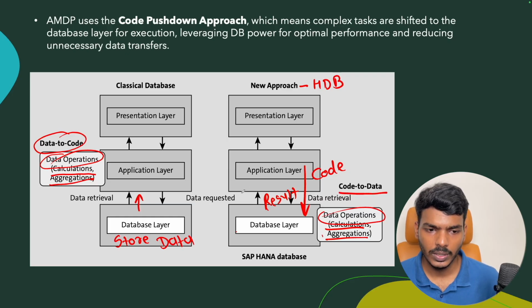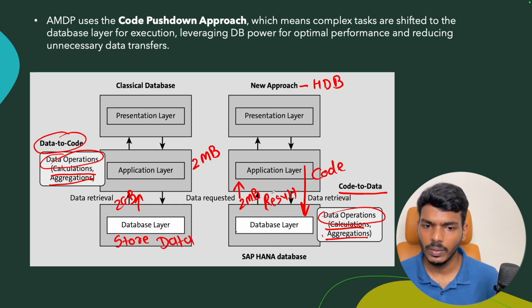Suppose in this case we are giving 2 GB data to the application layer. Then we are performing some calculation, aggregation, filtering on that data, and we manage to get 2 MB of data which is usable for our use case. In the new approach it will be 2 MB data transfer because we are performing all the calculation in the database and only transferring the result to the application layer. So what is the benefit of reducing unnecessary data transfer? The benefit is that you are reducing the usage of your resources.